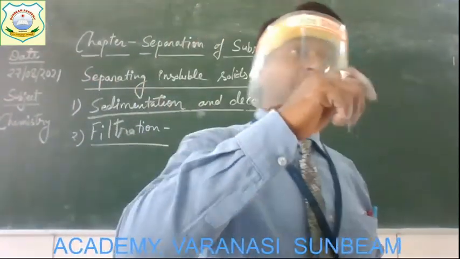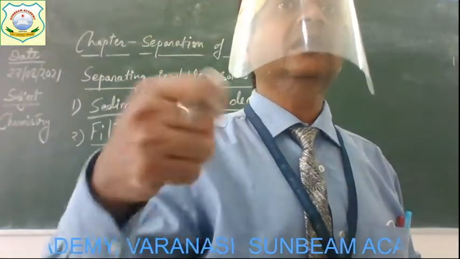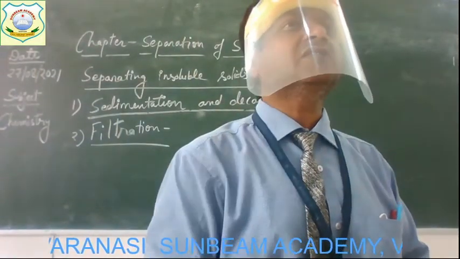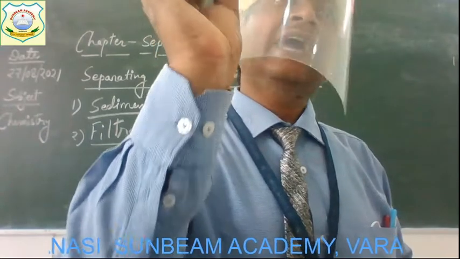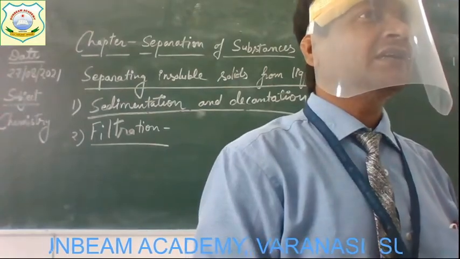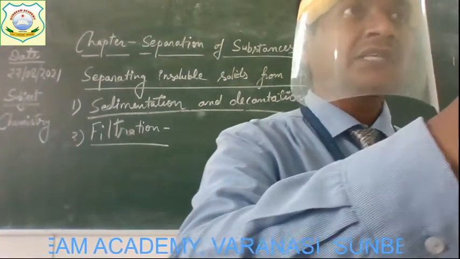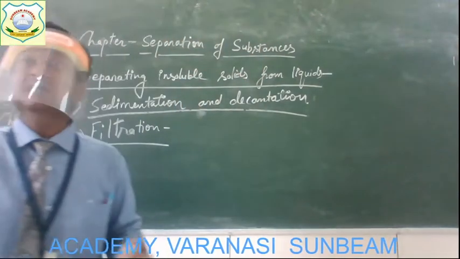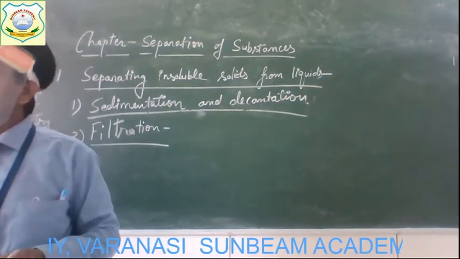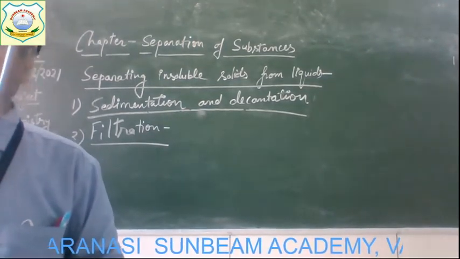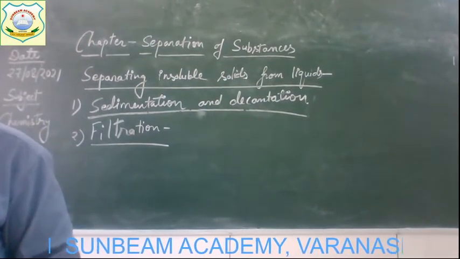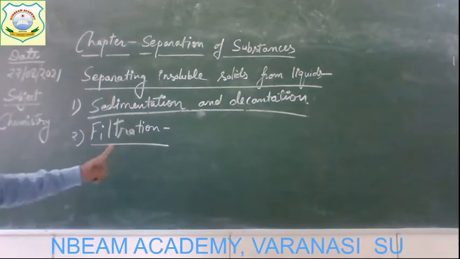Suppose these solids are mixed in water or in a liquid, and as their particles are very small, small stones can be visible easily and clearly. But small sand is not visible clearly, and we cannot pick it with our hand. And after sedimentation and decantation, it is possible that some of the sand will move into the water because they are very small particles. So how can we completely remove the sand particles which are very small in size? Then we will use the filtration method.